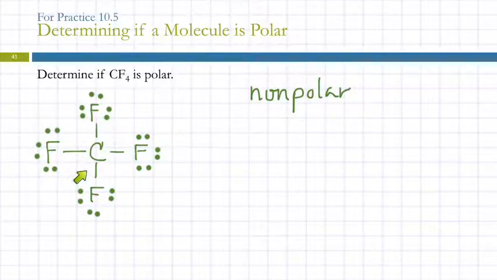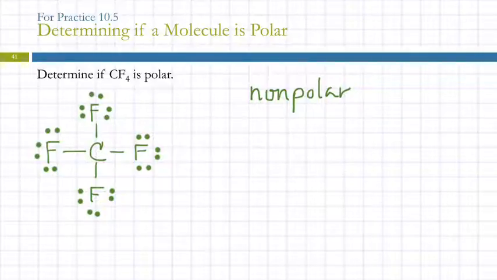This makes a tetrahedron shape in which those polar bonds are arranged at 109.5 degree angles. Because these all have the same electronegativity, the magnitudes of those vectors are all the same, and they're going to add up to 0.